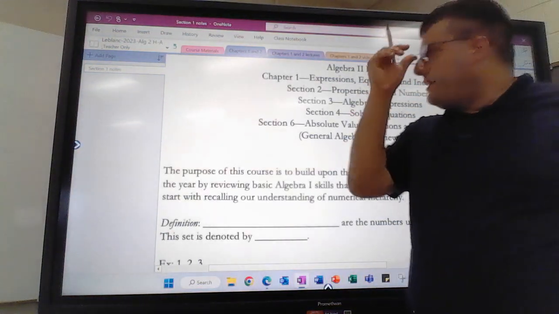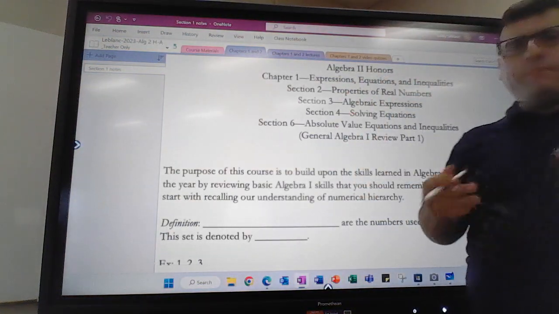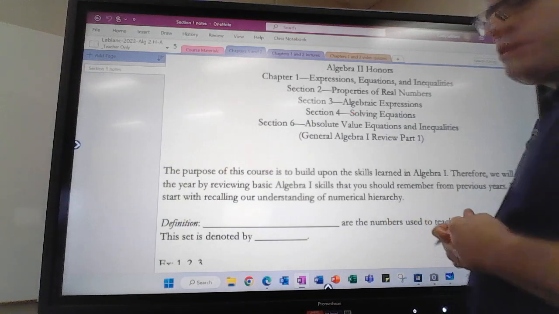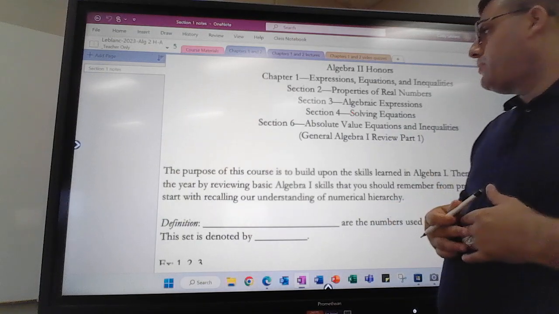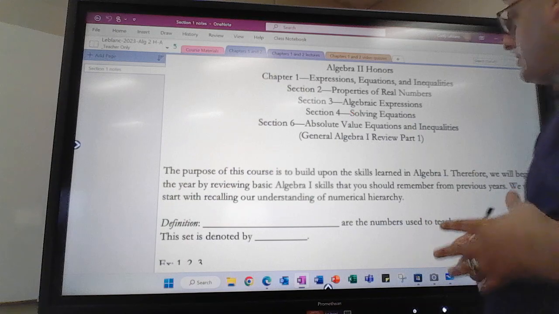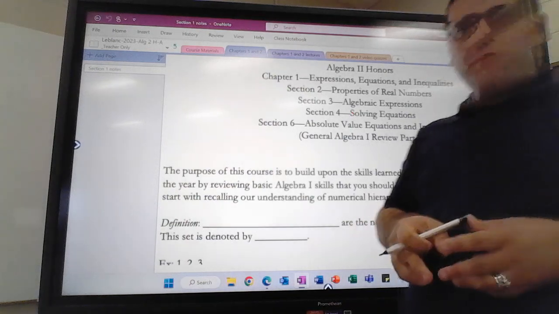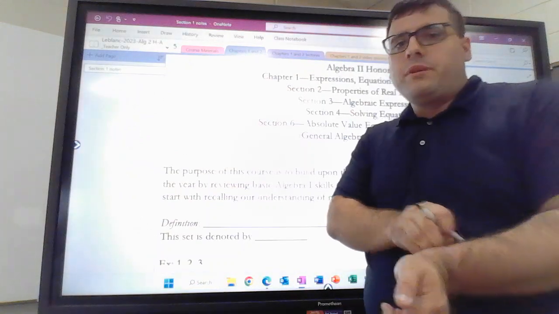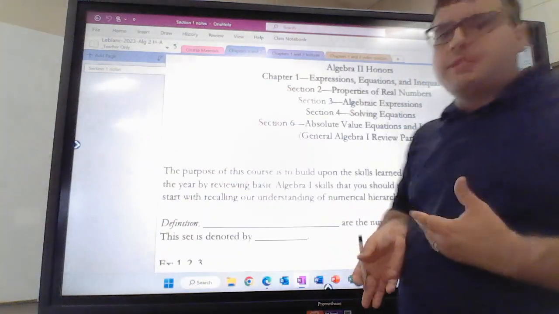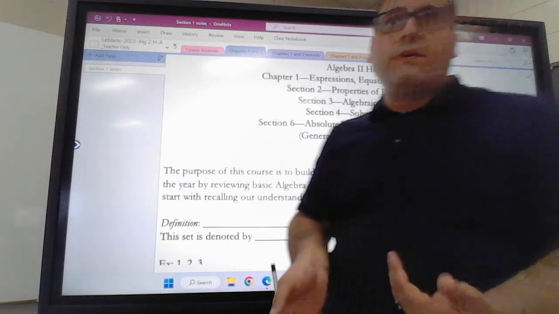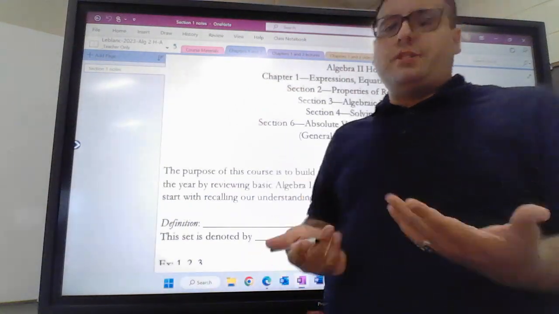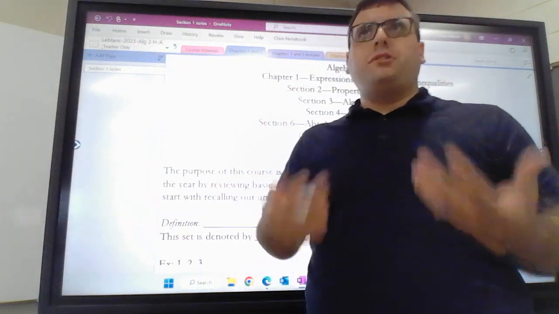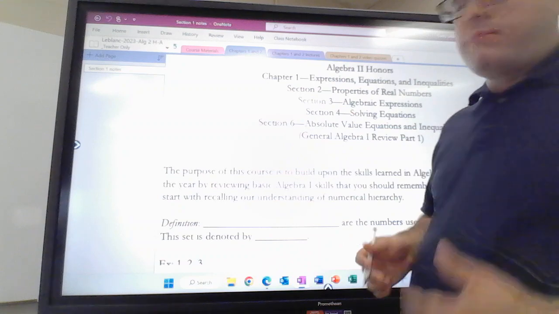All right, so in this first part of chapter 1, we're going to be going through quite a few sections. We'll go through sections 2, 3, 4, and 6, just a general Algebra 1 review. This is the first part. The second part will feature materials from chapter 2. But the purpose of Algebra 2 is to continue to build on the skills that you learned in Algebra 1. So we're going to begin this year by reviewing basic algebra skills that you should remember from years before, okay?